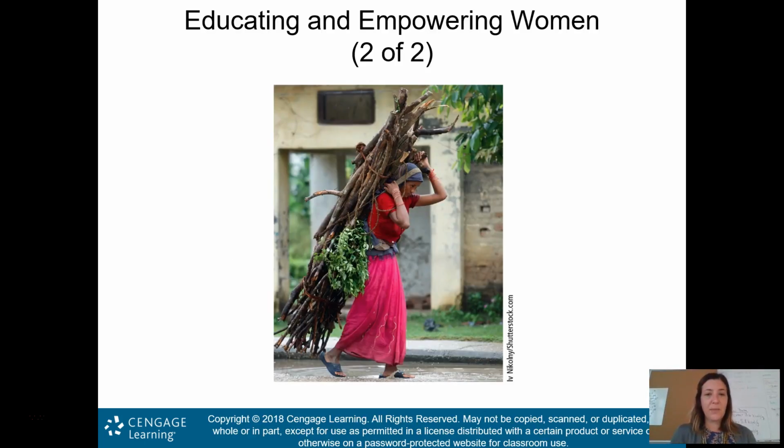Okay, this is just a picture to illustrate the idea of women hauling the firewood. I think in the United States, it's just hard for us to envision the women doing most of the hard work in their village.